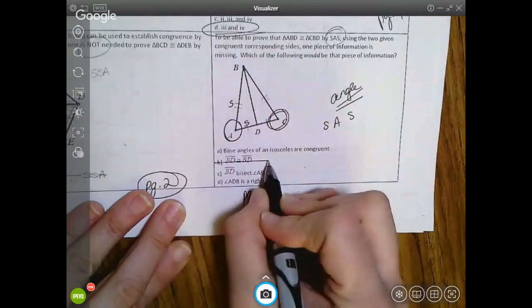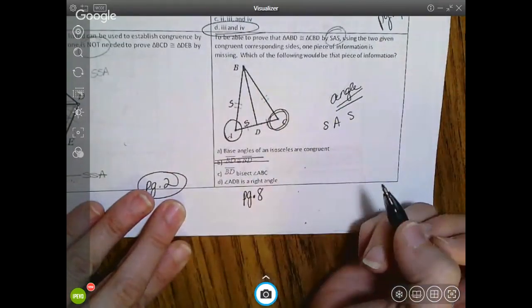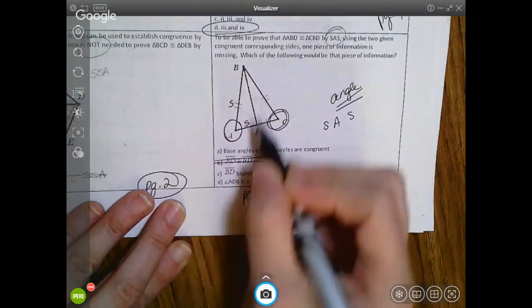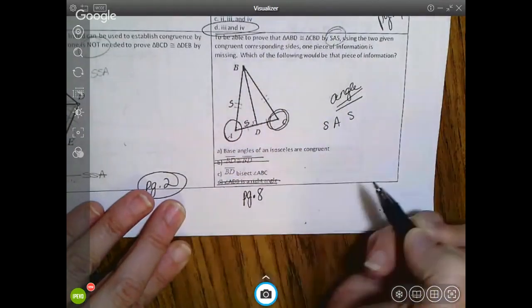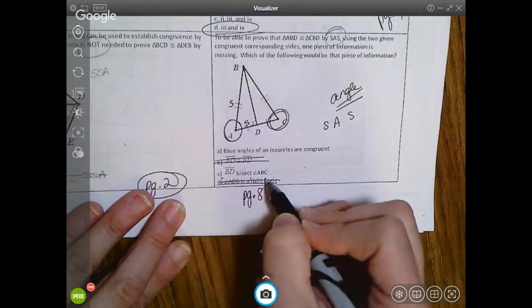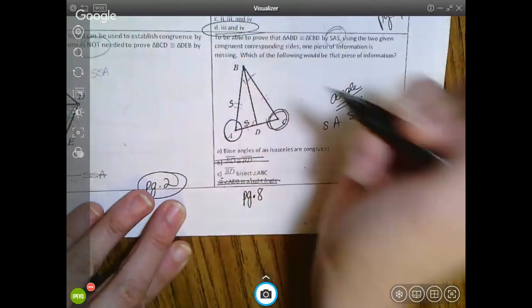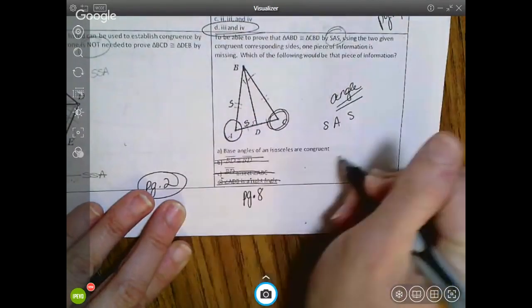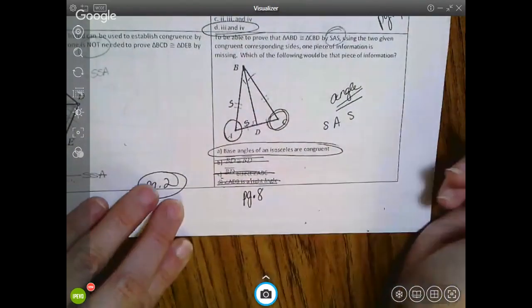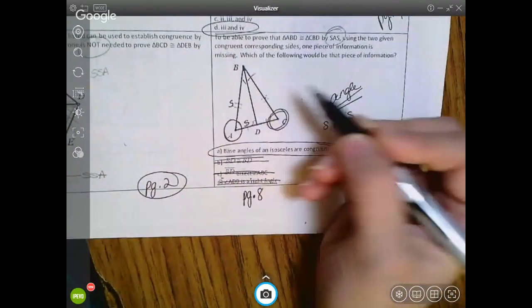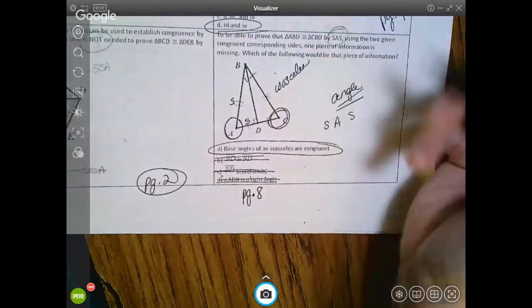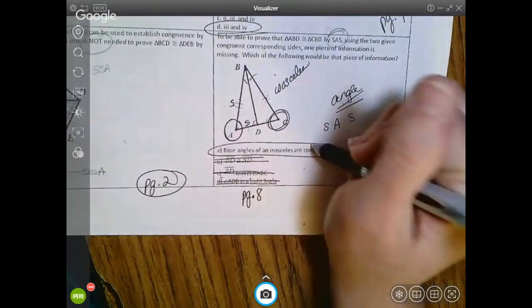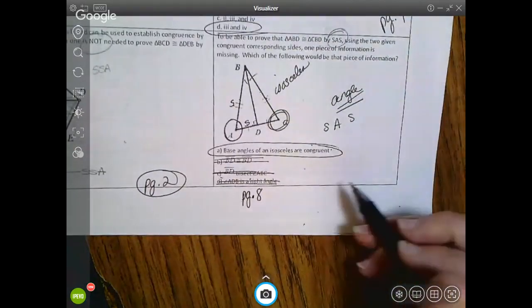So BD is congruent to BD. Well, that deals with the side, so that can't be it. ADB is a right angle. Well, that's not the angle I'm talking about. BD bisects angle ABC. That would be this angle and this angle, so that's not what I'm talking about. So it has to be choice A. Because these 2 sides are the same, it's an isosceles triangle. And we know that isosceles triangles, the base angles are congruent. So it's choice A.